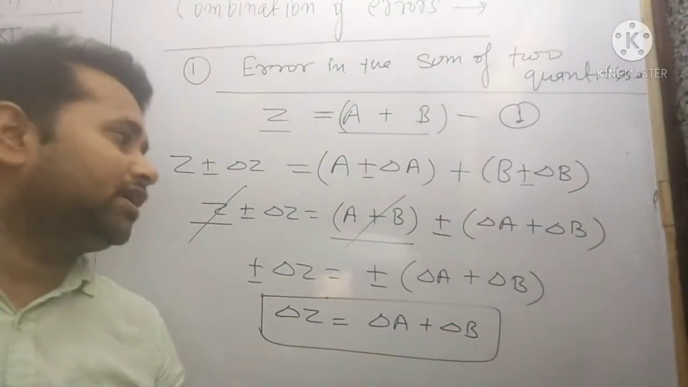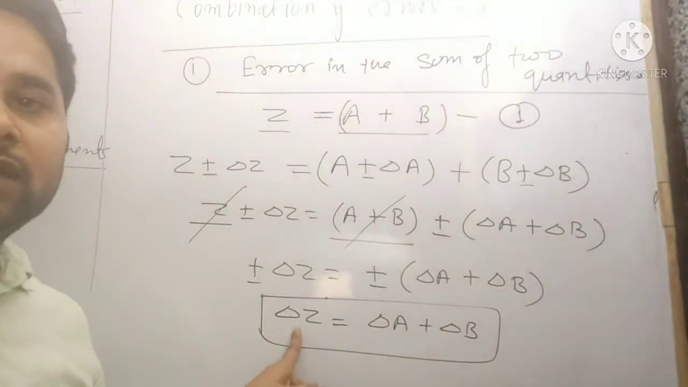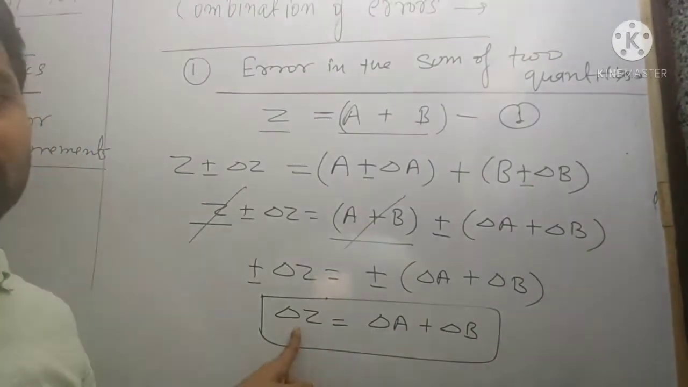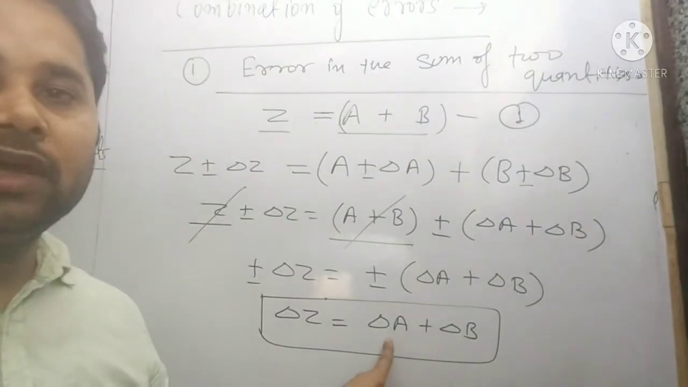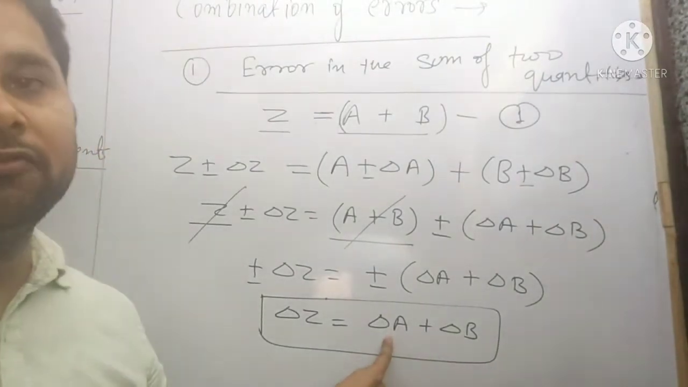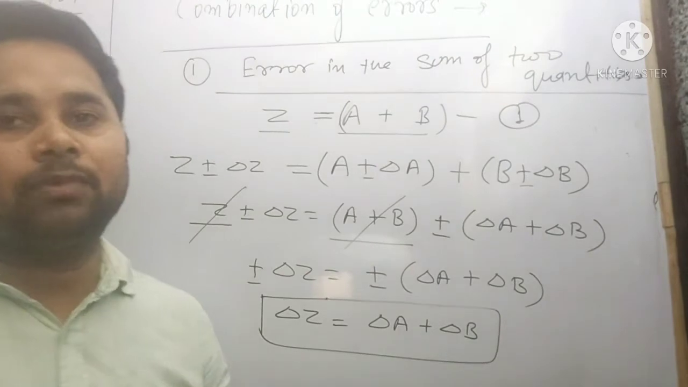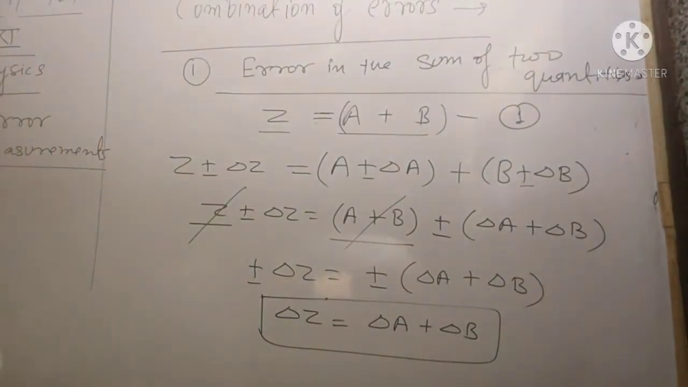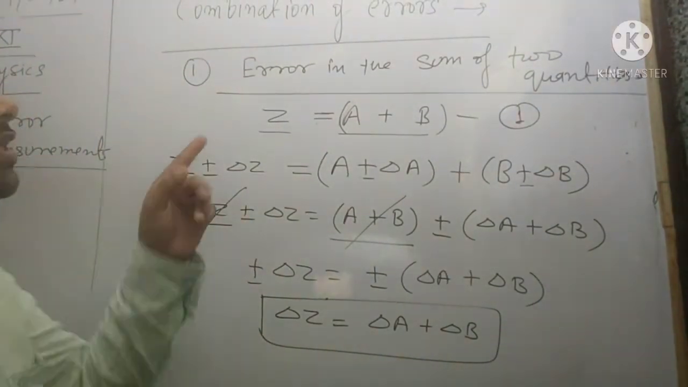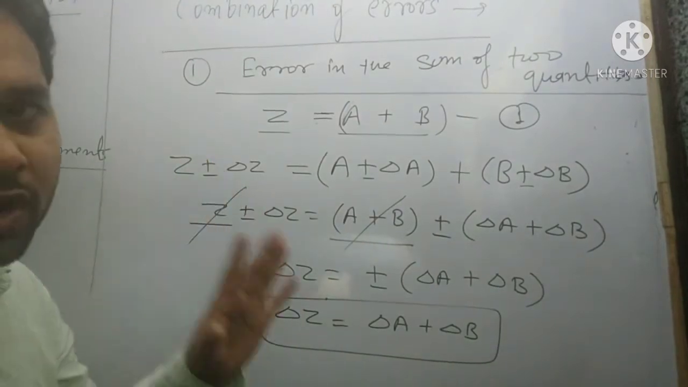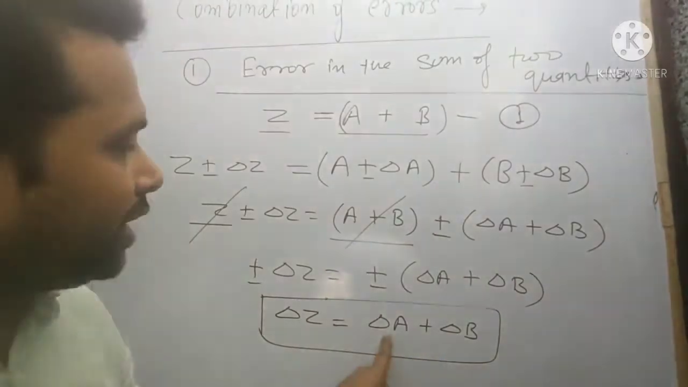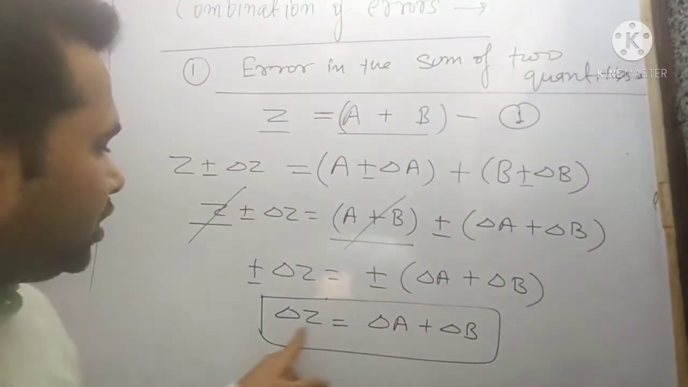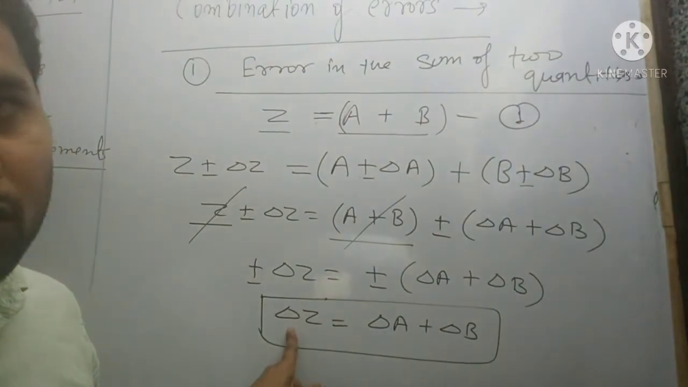क्या result मिला? Delta z equals to delta a plus delta b. Delta z is the error in the result, या कह दो error in the sum of two quantities. Delta a is the absolute error in the first quantity, delta b is the absolute error in the second quantity. Okay, तो this is the sum of two quantities. जब भी दो quantities पता होंगी आपको और उनके absolute error दिए हुए हैं, तो we can add both to get the error in the sum of two quantities.